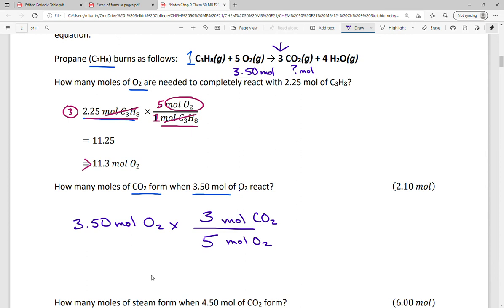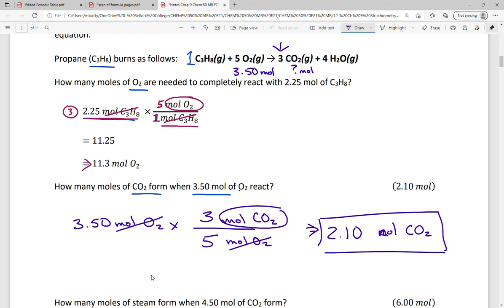So this is the first time that we see not just a 1 somewhere. So if you remember, I always say, if it's on the top, multiply by, and if it's on the bottom, divide. The moles of O2 are going to go away, and that leaves us with moles of CO2. In this one, we're going to round for 3 sig figs. And so if I put in 3.50 times 3 and divided by 5, I should get 2.10 as my answer. Moles of CO2.